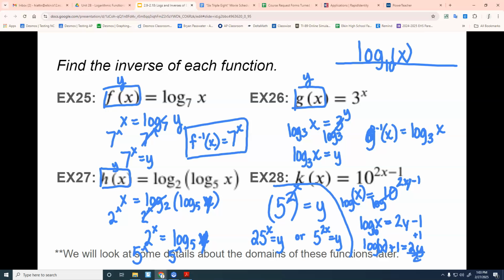So last step on this is you need to divide by 2. I'm way running out of room right here. But you're going to get y equals log x plus 1 over 2.